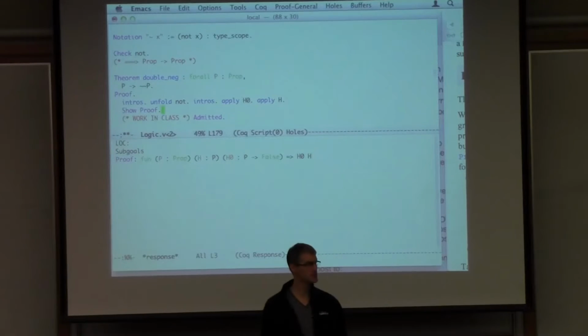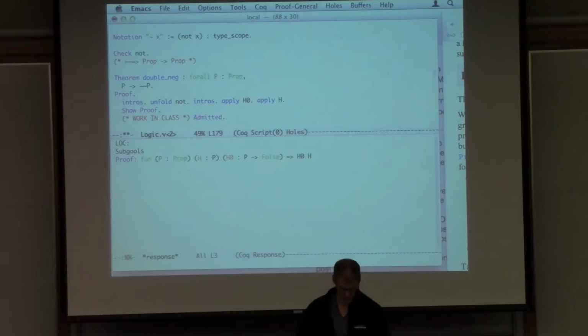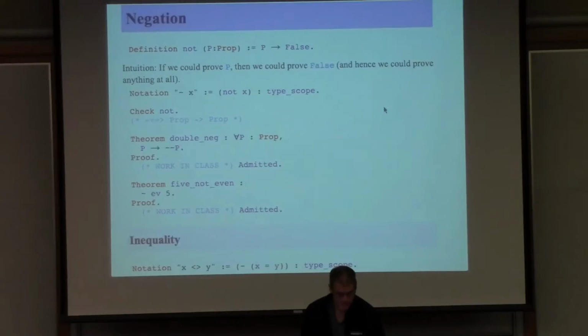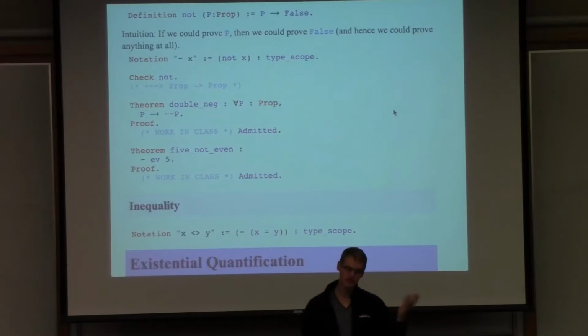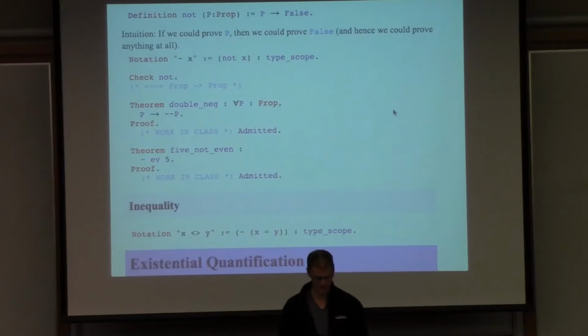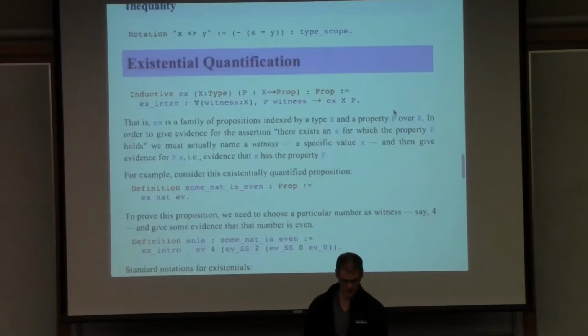Since the proof was just a bunch of intros and applies, the proof object is a very simple lambda term. All right. Inequality is just negated equality, so nothing very fancy there.